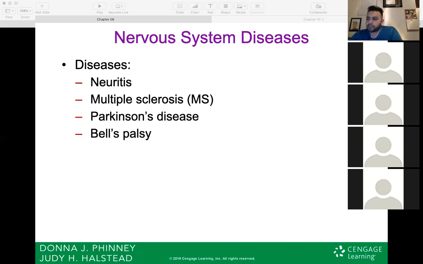The chronic nervous disease characterized by slow spreading tremors, muscular weakness, and a peculiar gait is called Parkinson's disease. And Bell's palsy is a sudden onset of facial paralysis.